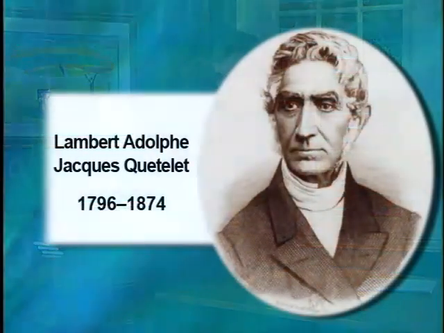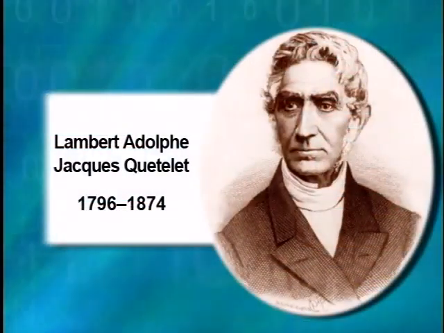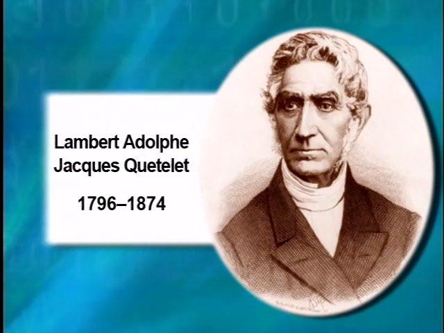And the first person to apply the Gaussian or normal distribution to other kinds of arenas was a gentleman by the name of Lambert Adolphe Jacques Quetelet, who lived from 1796 to 1874. And he was the first to apply this normal distribution to settings other than errors. In his book, Sur l'homme et le développement de ses facultés, essai d'une physique sociale, in 1835, Quetelet introduced the concept of the average man, l'homme moyen.